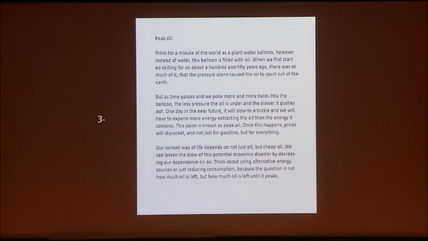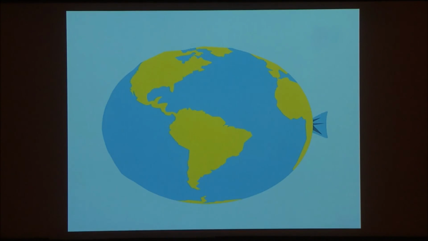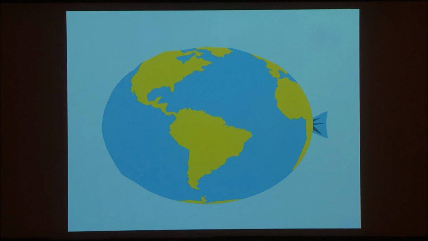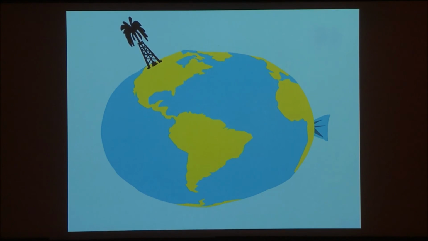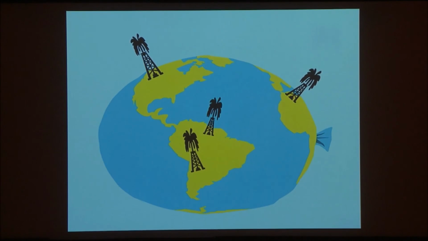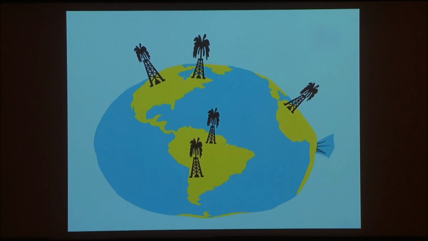And here's the video. Think for a minute of the world as a giant water balloon. However, instead of water, this balloon is filled with oil. When we first started drilling for oil about 150 years ago, there was so much of it that the pressure alone caused the oil to spurt out of the earth. But as time passes and we poke more and more holes into the balloon, the less pressure the oil is under, and the slower it gushes out.